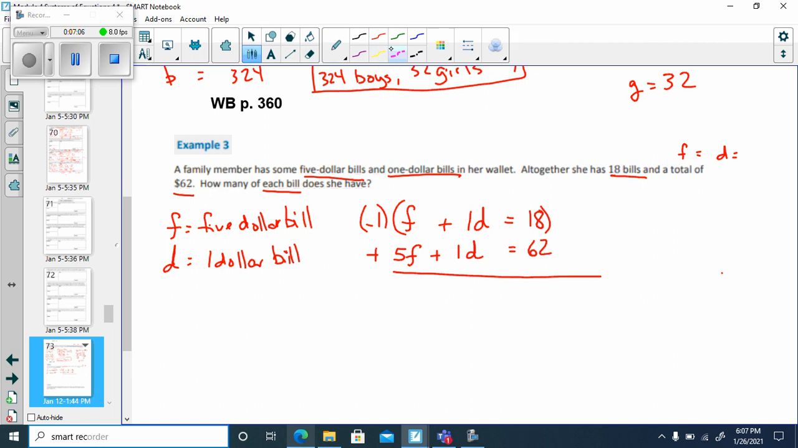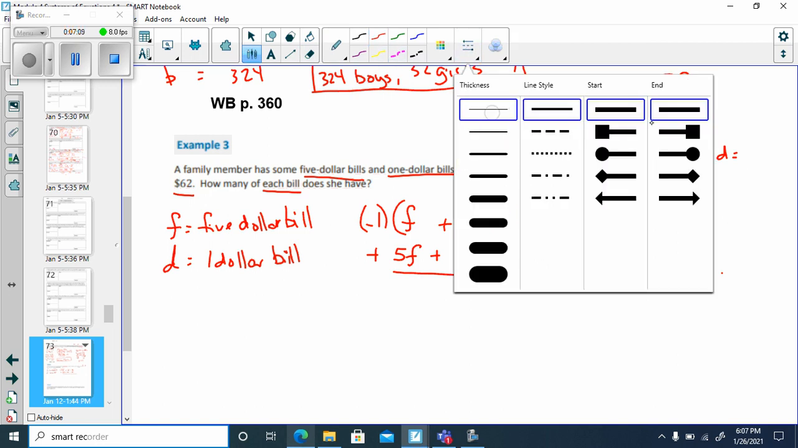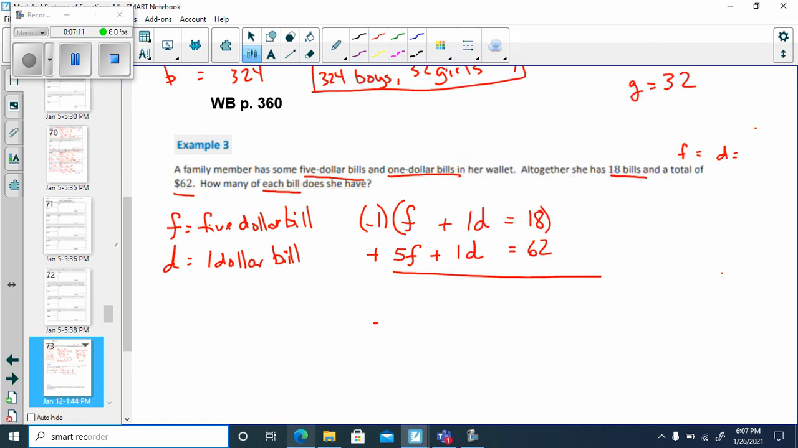I might even put it over here on this other side so you can see a little better. I would have distributive property, negative F minus D, 1D, 1F, equals negative 18. Then let's bring this down. I'm adding, because anytime I'm doing elimination, I'm adding the two equations. So that's 5F plus 1D, or just D, equals 62.